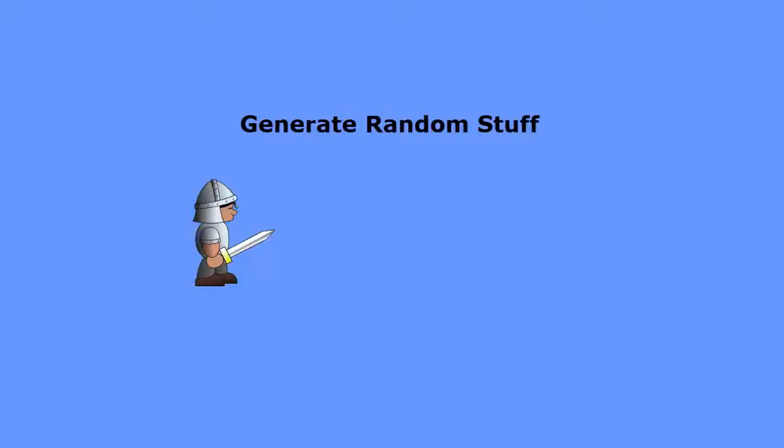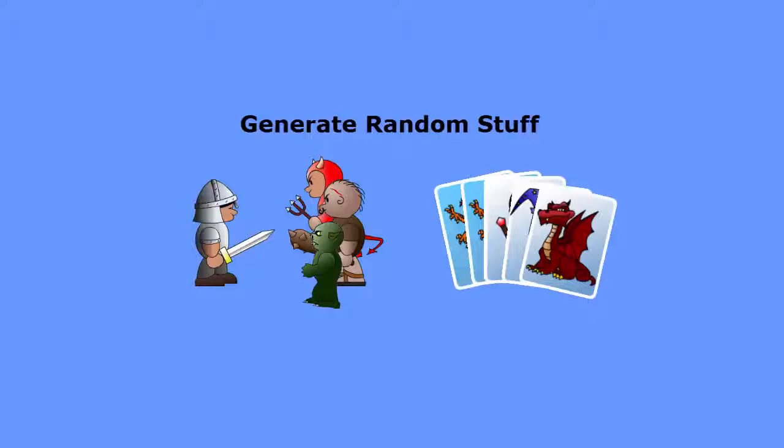In almost every game you design, you will have to know how to generate random stuff, whether it's encountering a random monster or shuffling a deck of cards. And ActionScript 3 provides us with the tools to do this. In this video, I'll show you how to use the random method. The random method is included in the math class and is relatively easy to use.